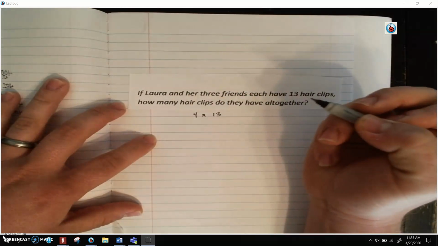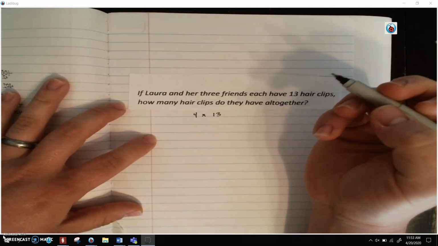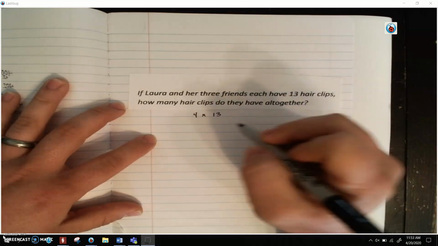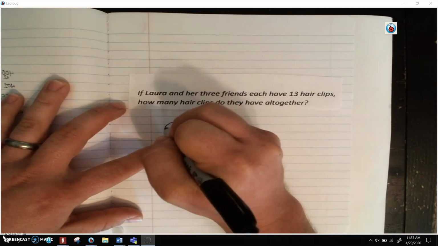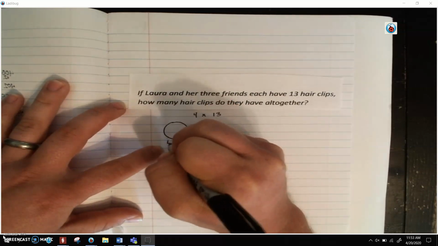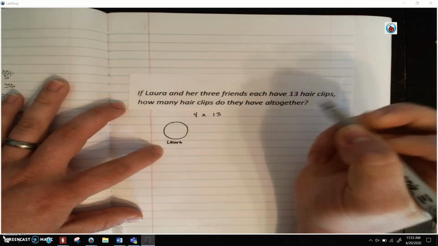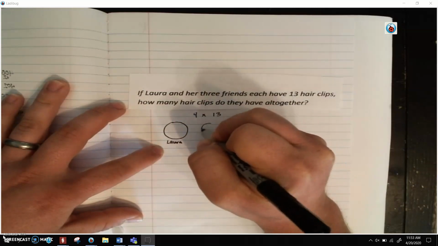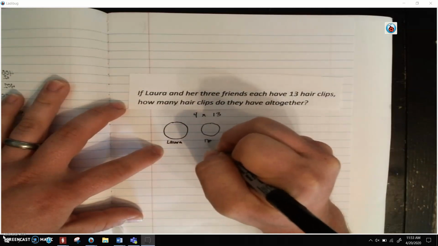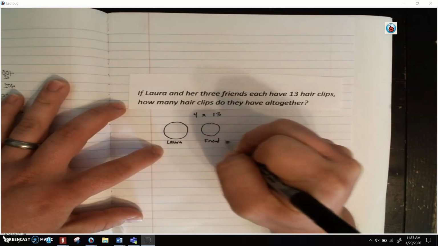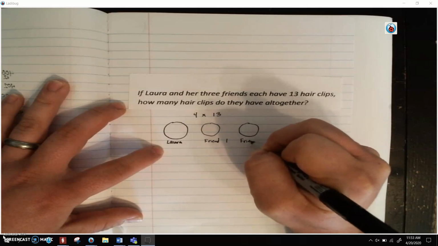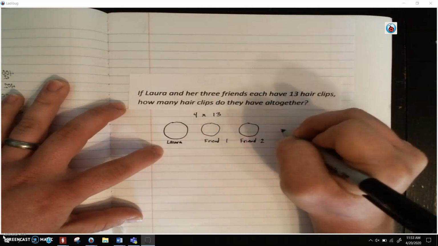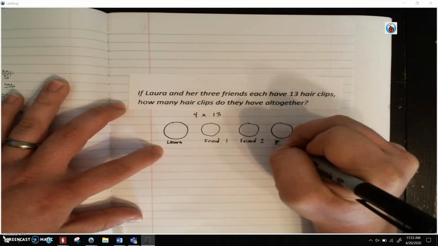Now 13 is a lot of little dots to put into these boxes or into these circles. So I'm going to do something a little bit different. I'm going to first draw a picture to represent Laura. And then I also need to represent her 3 friends. So this would be friend 1. This would be friend 2. And this would be friend 3.